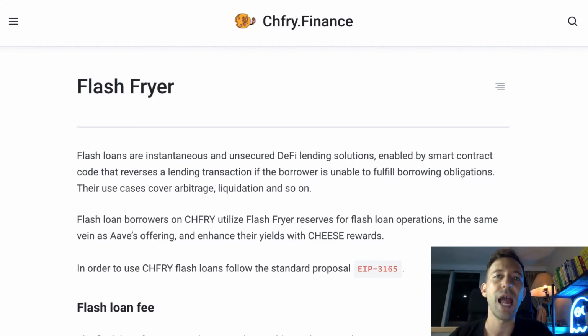If you are a developer and you want to use the flash loan feature of CHFRY, you can check out this tutorial in the official documentation.